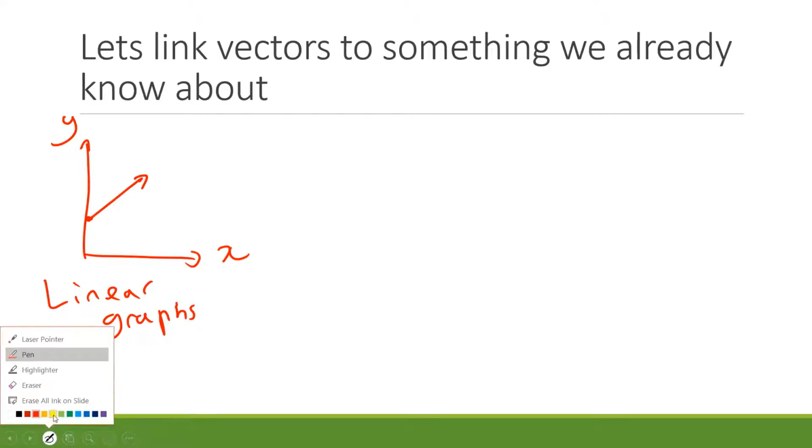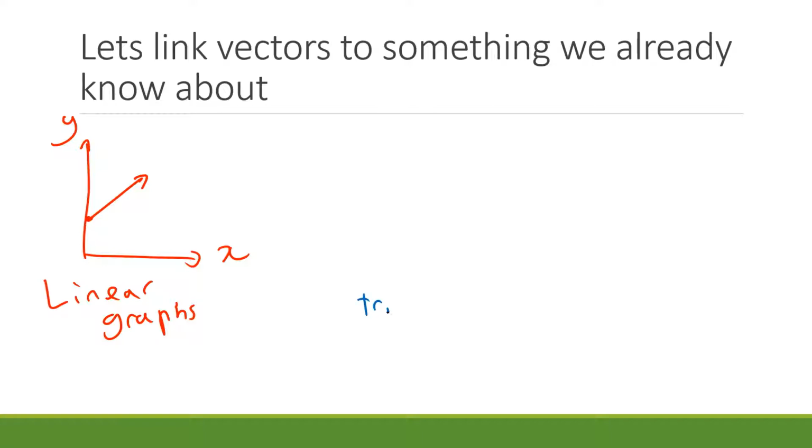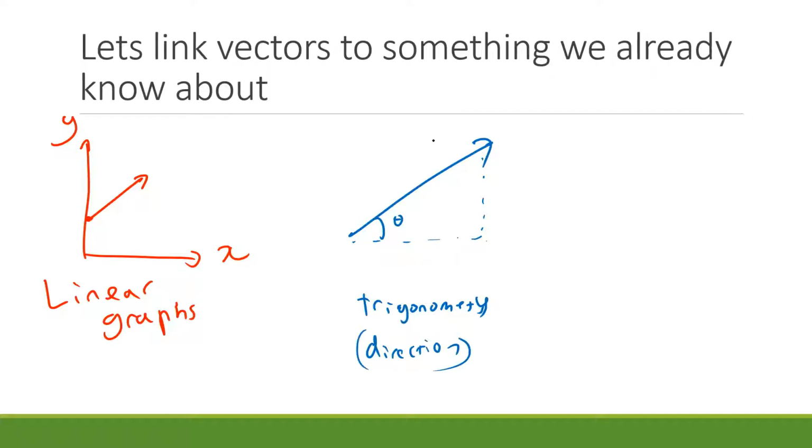After linear graphs, the next important one to talk about is going to be trigonometry. If I've got a vector that's going up like this, I need to be able to figure out what is this angle here. Because I need to be able to give a direction. I can't give a direction if I don't know what the angle is. So that's something we're going to be looking at too. That's another part of year 9 science that you're going to need to have.